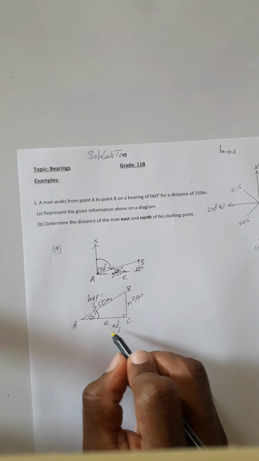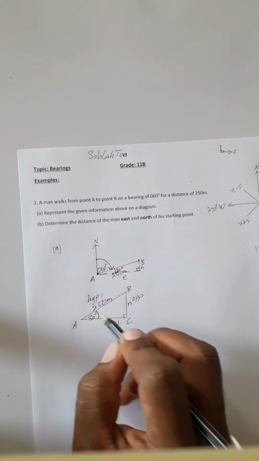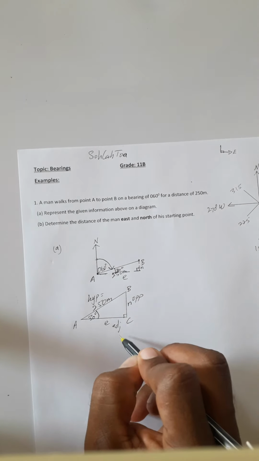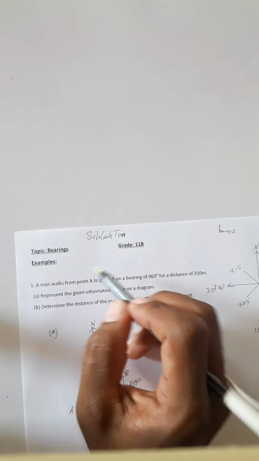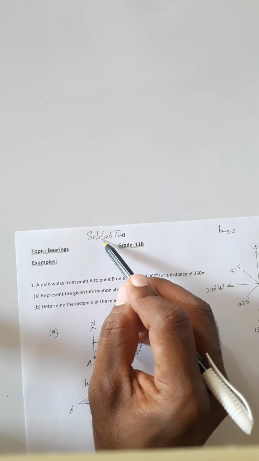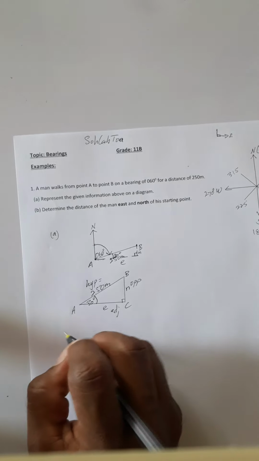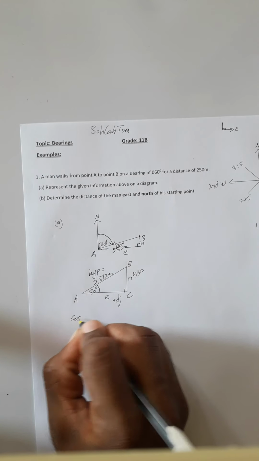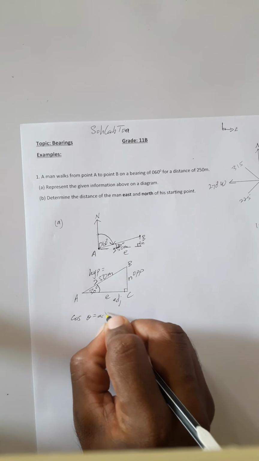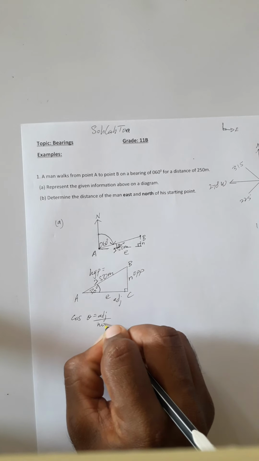So we want to find east, which is the adjacent. The side that is given is the hypotenuse. Adjacent and hypotenuse, adjacent, hypotenuse. So therefore we use cos. So let me write the cos ratio. Cos theta equals adjacent over hypotenuse.